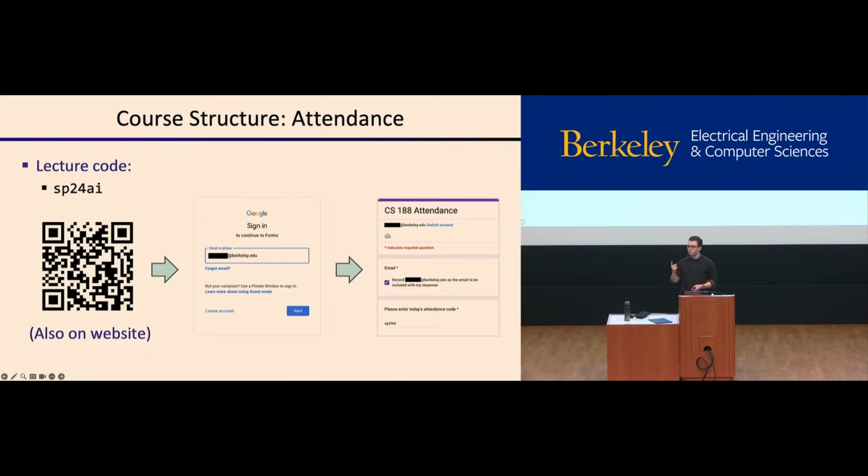And then that'll take you to this form. There's really one question on the form. First you check the box that says you'll share your email address. That's just so that we can check you off. And then underneath that, there's a little box for you to type in this code, and the lecture code for today is SP24AI. You don't need to do this today because today is optional, or it's free. You get credit for it anyway, just while we work out the kinks in the attendance system.